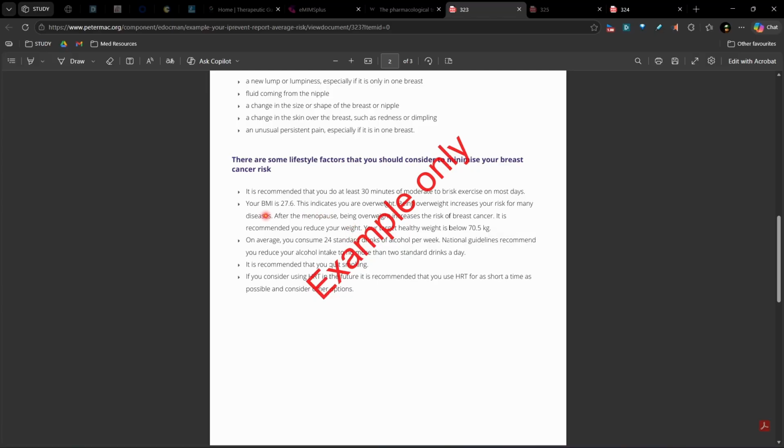So for example, in this patient, her BMI is 27.6, so their recommendation is to reduce their weight, reduce their alcohol consumption, and to quit smoking. And also, they've put in the information here that if they consider using HRT, then to use it for as short of a time as possible.